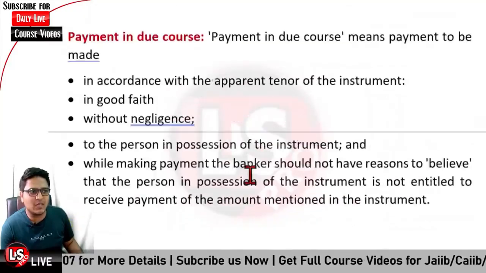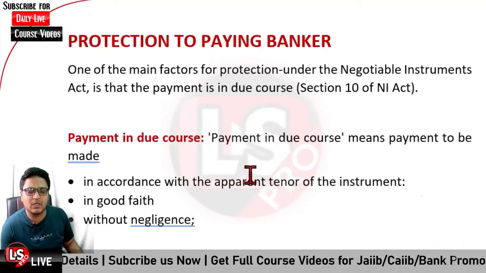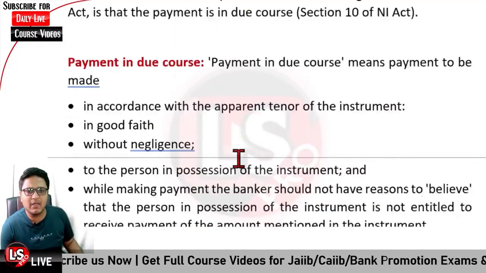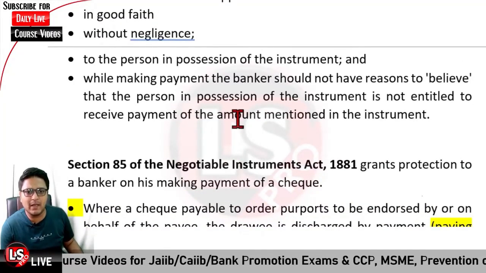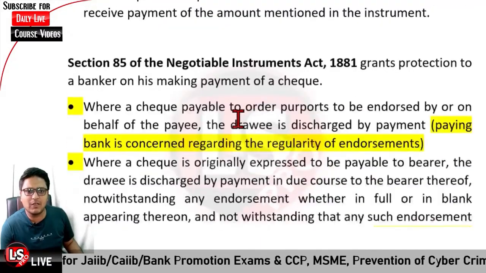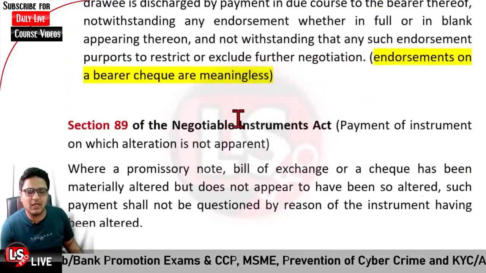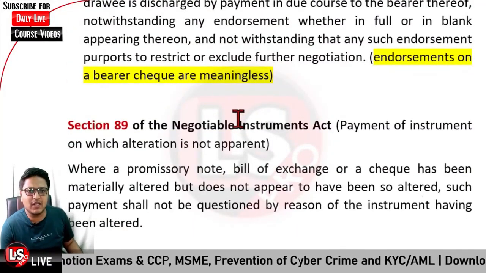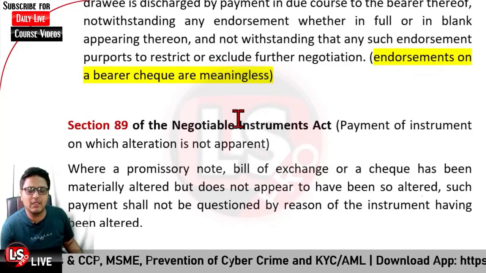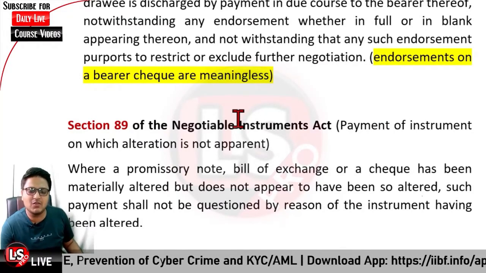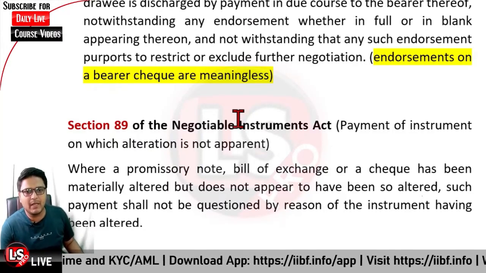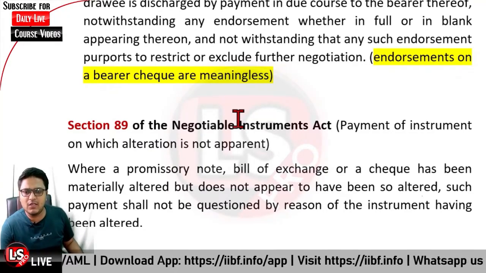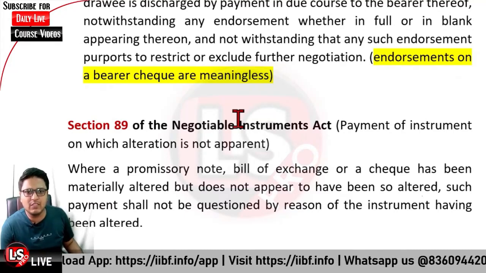कौन से sections हमने cover किए? Which sections did we cover? Section 10 it was payment in due course. Then it is section 85 that grants protection to banker regarding the endorsements, and then it is section 85A, then section 89 that is regarding the payment of instrument on which alteration is not apparent visible.